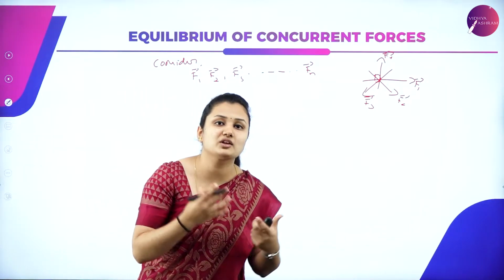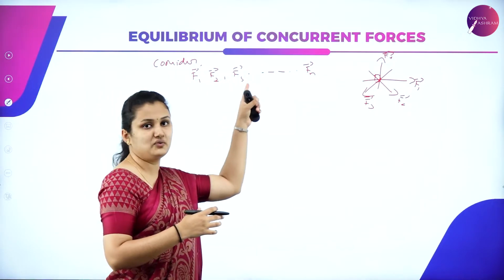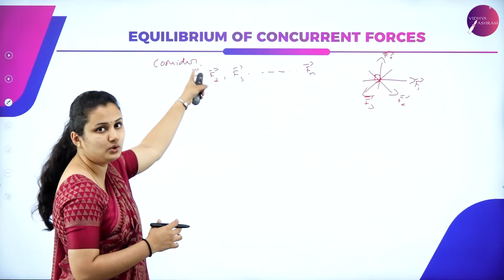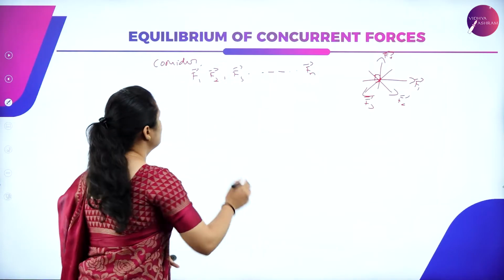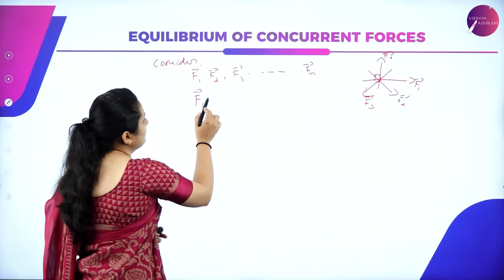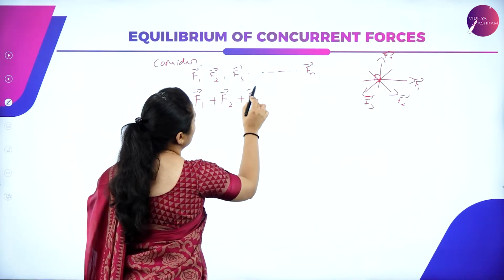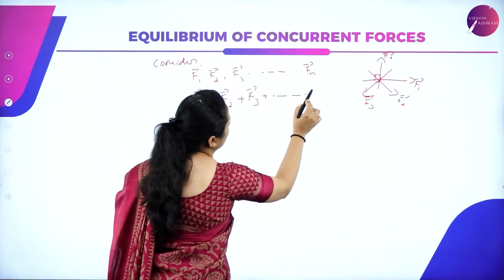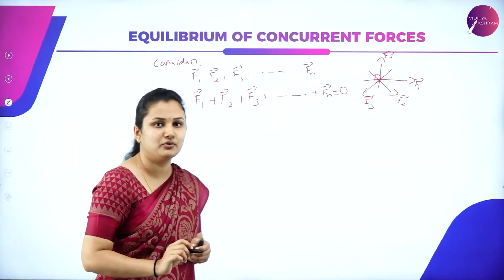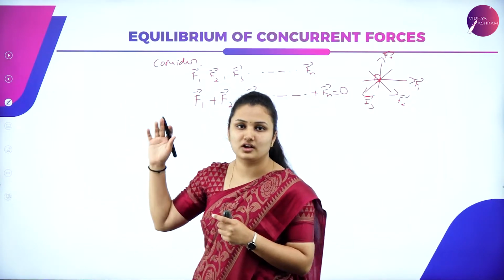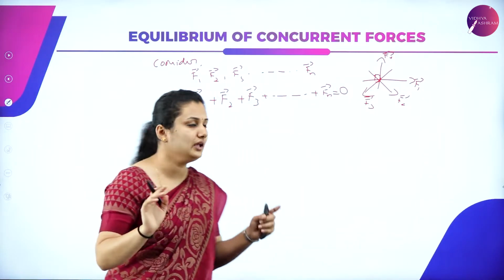So what is the requirement for the particle to be in equilibrium? The vector sum, because force has both magnitude and direction. The vector sum of concurrent forces must be equal to 0. Then we say that it is in equilibrium. F1 and so on up to plus Fn is equal to 0. This is the requirement for equilibrium. When the vector sum of concurrent forces is equal to 0, we say the system of particles is in equilibrium.